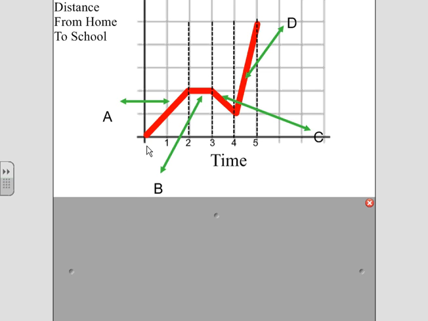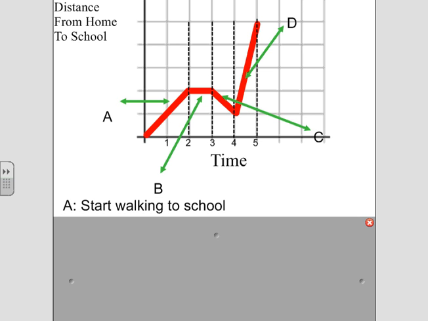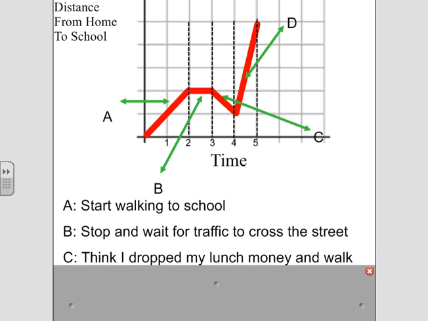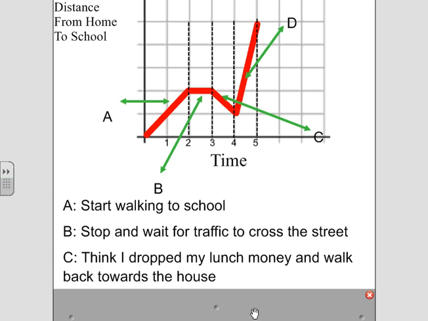Starting from home, I started walking to school. As I'm starting to walk to school, I get to where the next section begins. I'm going to stop and wait for traffic to cross the street. They could be waiting at a stop sign or a stoplight, but they're waiting for a minute, so more than likely a light, a signal. And then all of a sudden they think, I dropped my lunch money, and walk back towards the house. So they're walking right back towards home, because this is the distance from home to school, still at the same pace, nothing really drastic.